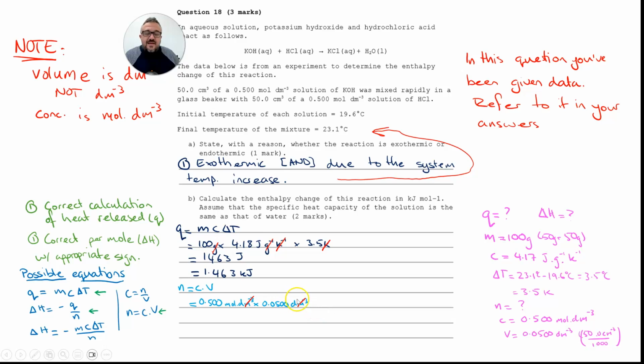So we cross out that. They cancel out. If it wasn't decimeters, if it was decimeters negative cubed, they wouldn't cancel out. But they do cancel out, which gives us 0.0250 moles. Okay. And now we just put these into this equation here.